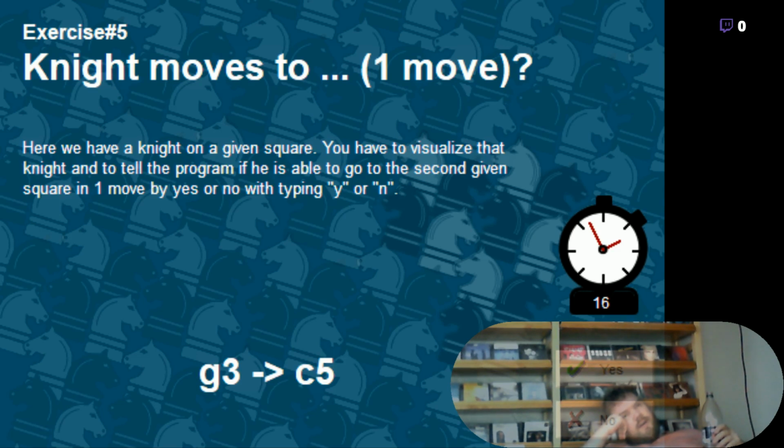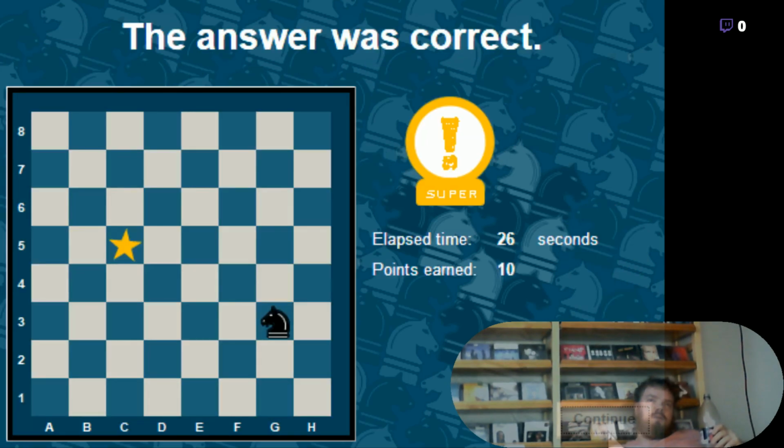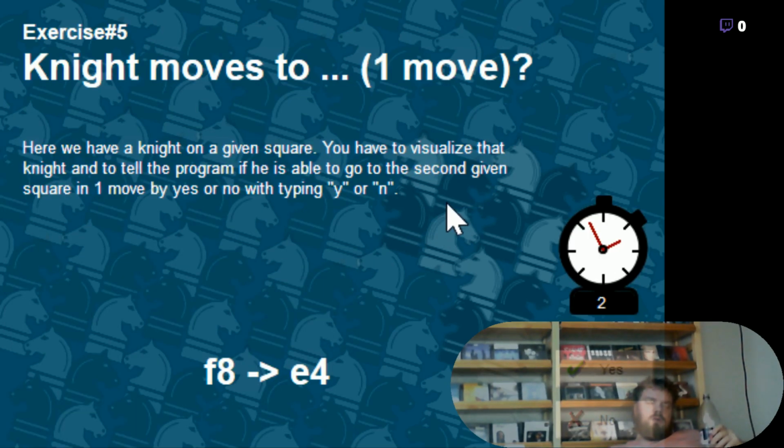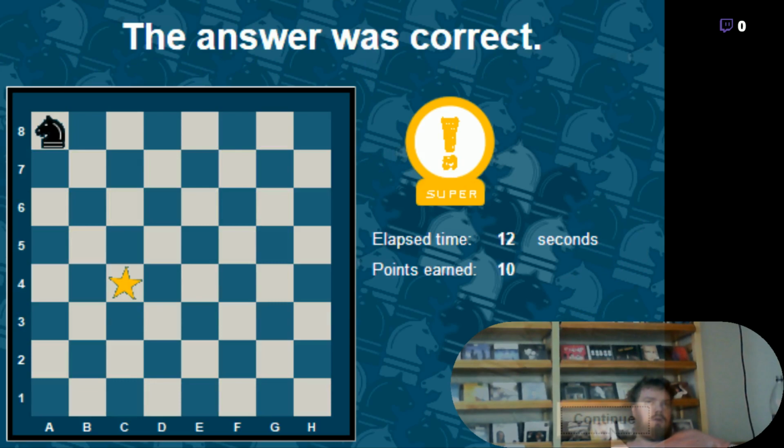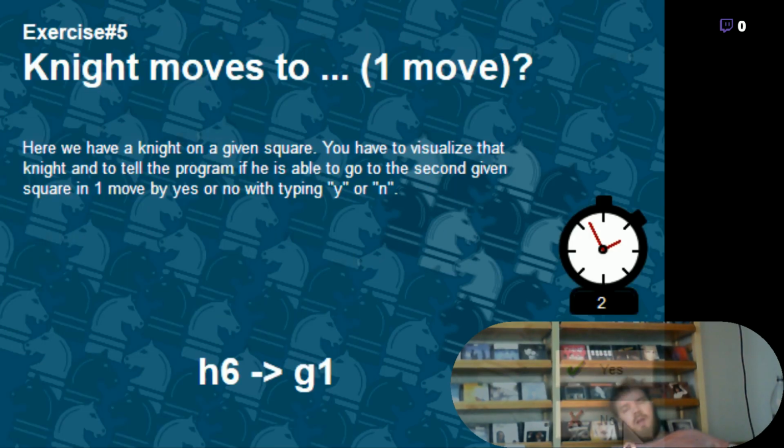So g3 to c5. g3 is a dark square, so c5, that's not technically possible. f8 is a dark square, e4 is a light square, but it's too far away vertically. a8 is a light square, so it's c4, but this is too far away. Oh, but if they're both light, then it's not possible.